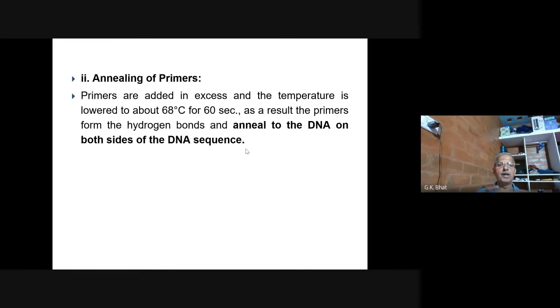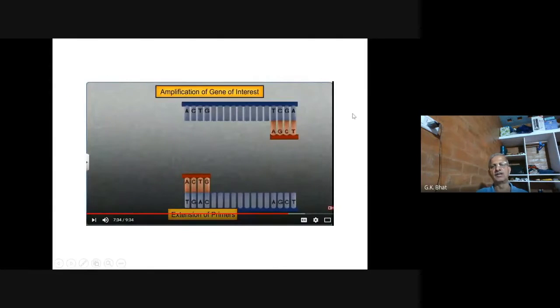As a result, the primers form hydrogen bonds and anneal to the DNA on both sides of the DNA sequence. So you have two strands separated, and the primers get attached. Annealing is actually attachment, holding tightly, on both sides of the DNA sequence. You can see here, this is annealing. Okay? These are the two primers. Primers are nothing but oligonucleotides, small sequences with very few nitrogen bases. Okay? Alright.